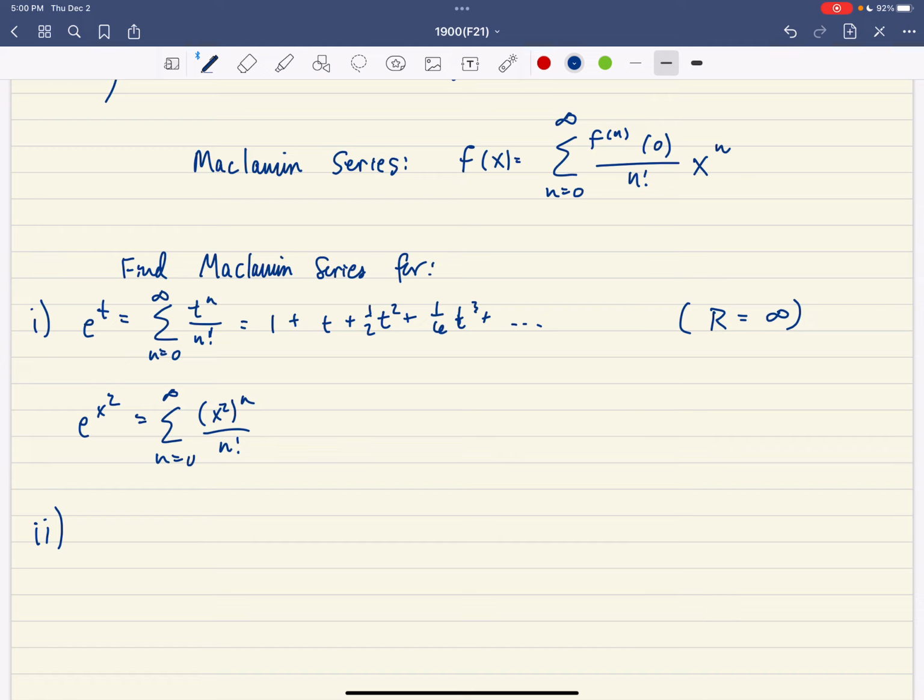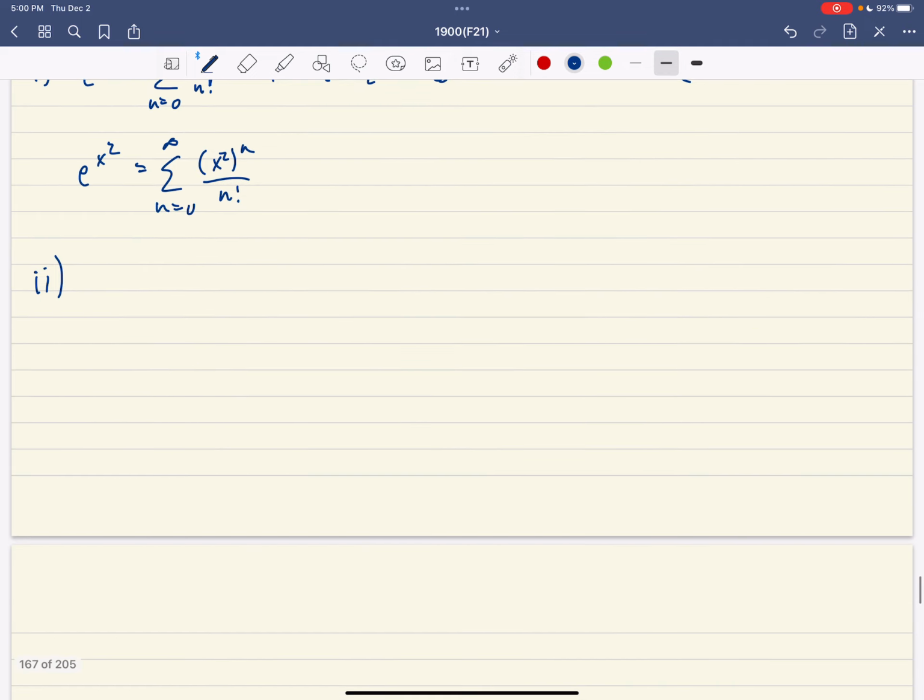The next two to know are sine and cosine, and they have a similar pattern. For sine, you get the odd powers, so you get negative 1 to the n, t to the 2n plus 1 over 2n plus 1 factorial. So you get t to the first, t cubed, t to the fifth, and so on.